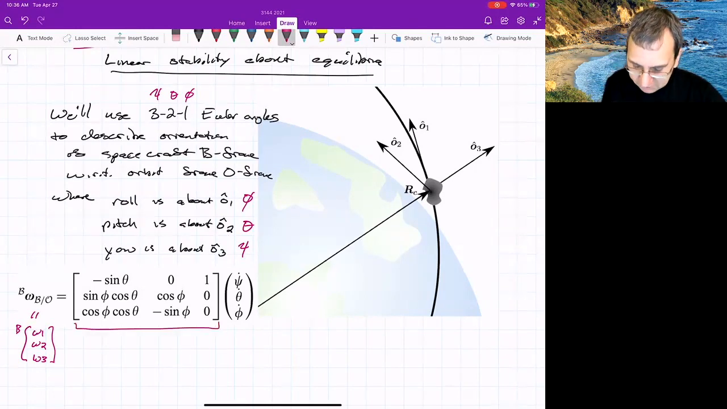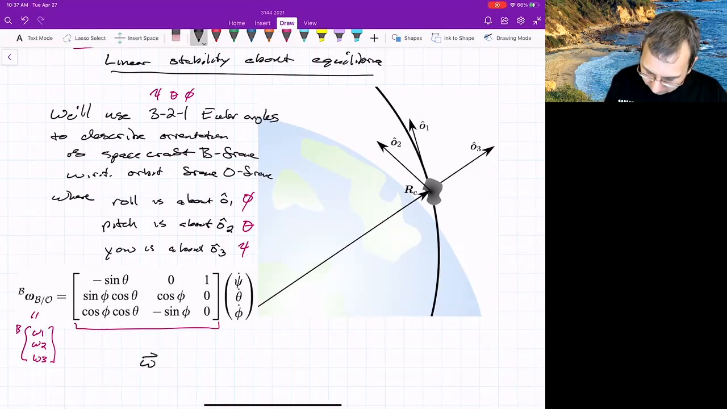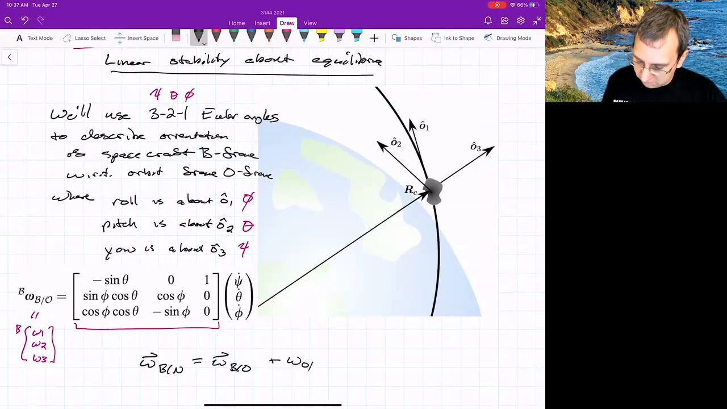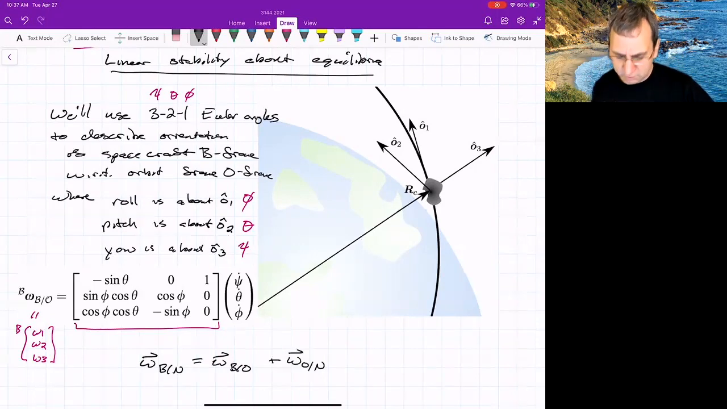There's this pesky matrix, B inverse. The spacecraft angular velocity relative to the inertial frame would be omega BN equals omega BO plus omega ON. And if you're saying, well, hold on, I thought you said omega BO equals 0. Yeah, well, now we're letting it adjust. The earlier thing was for finding equilibrium. Now we want to find the linear stability about equilibrium. So we need to let that change.